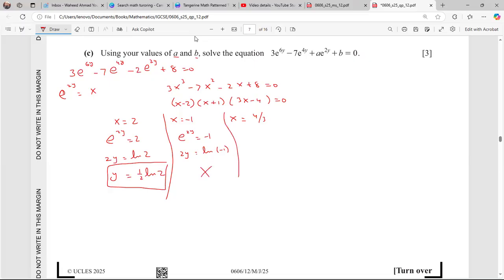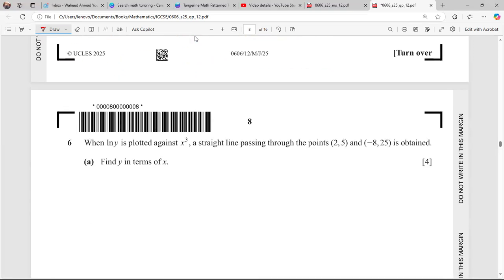And finally, here, again, if e to the power 2y equals 4 by 3, then 2y is equal to log of 4 by 3, and y equals 1 by 2 log 4 by 3. So this is my second solution. So these two are the solutions for this equation. Okay, I hope it's clear.